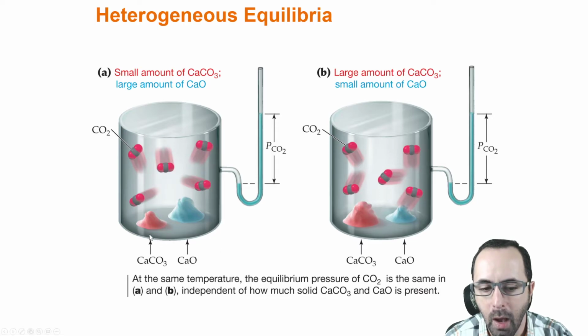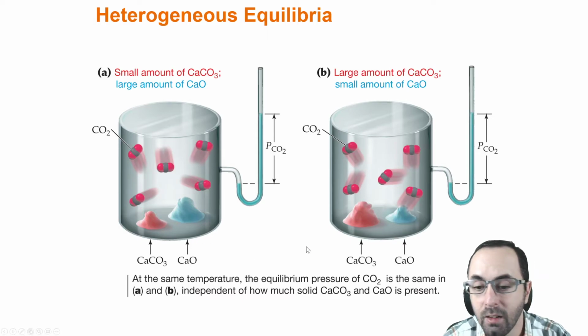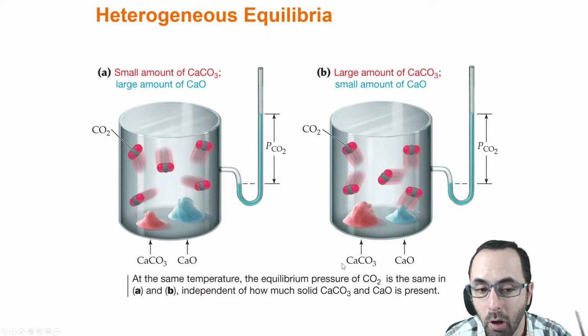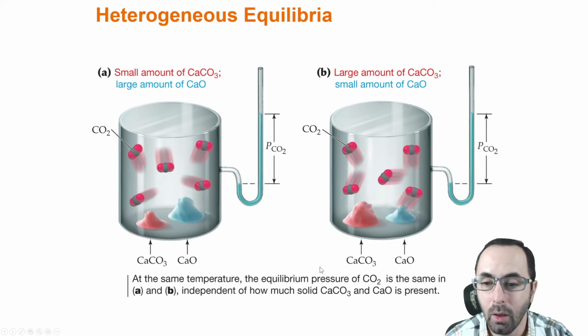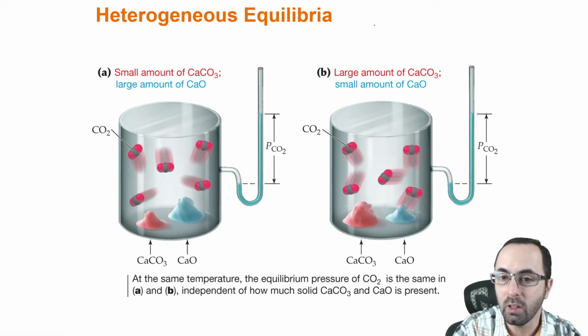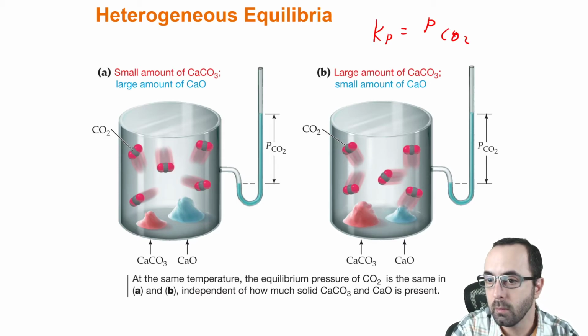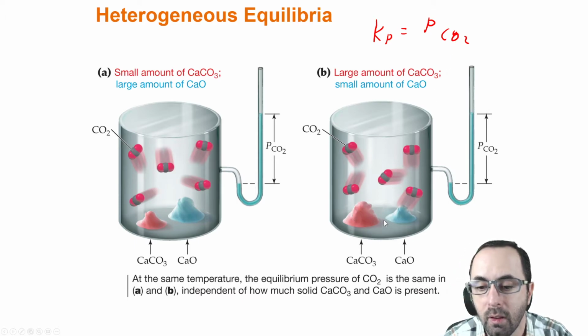So here's an example of this same reaction. We have a pile of the solid calcium carbonate reactant and a pile of the solid calcium oxide product. It doesn't matter if we have a lot of product and a lot of reactant, or a bigger pile of the calcium carbonate reactant and a smaller pile of the calcium oxide product. In both cases, the equilibrium expression, let's write it in terms of Kp, is the pressure of the CO2 only. It does not matter the size of this pile.